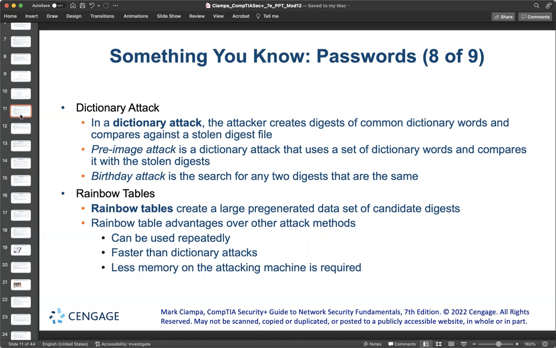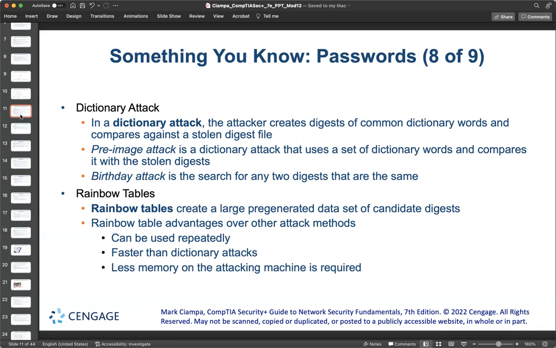So a pre-image attack is a dictionary attack that uses a set of dictionary words and compares those with the stolen digests. That's a selection of the possible words, coming up with a smaller dictionary rather than a huge dictionary, right? We also have the birthday attack, which is the search for any two digests that are the same. So they are happening again and again, right? And that again helps the attacker guess the right password faster. And when we talk about guessing, we're not talking about literal guessing, right?